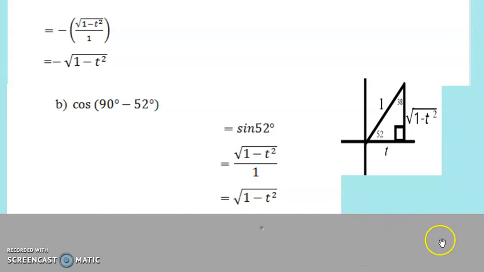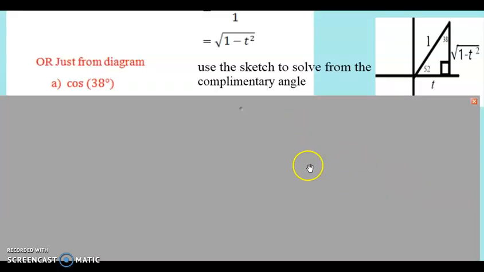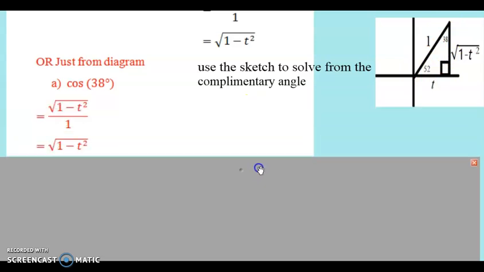Alternatively, I could have done this sum differently. I could have answered it from the sketch, and 90 minus 52 is actually the 38 degree angle. So if I've written 90 minus 52 is equal to 38, so cos of 38 degrees, there's 38 degrees, cos is the adjacent side over the hypotenuse. So the square root of 1 minus t squared over 1 gives me the same answer as sine of 52 degrees.